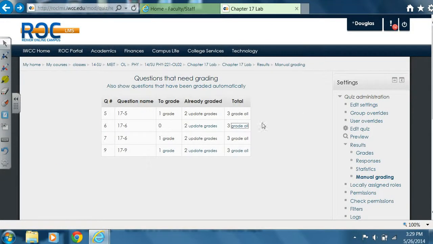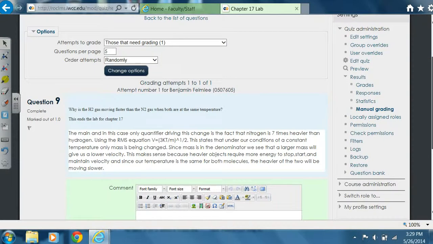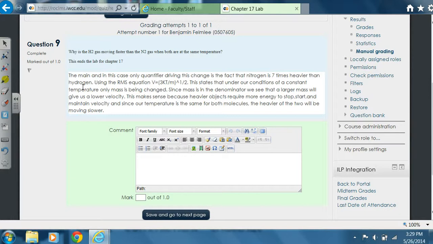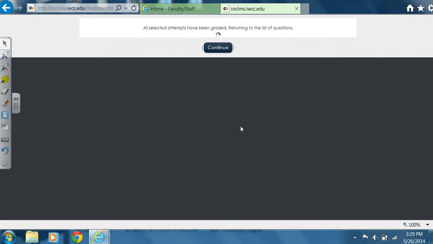I would go back and all total graded, all graded. Well, we know that's not the truth. 1 to grade. Okay, so here's number 9. And there it is, the 1 to be graded. Okay, the issue is that the smaller guy that has the least mass goes fastest. So we got the answer right. So we will grade that.